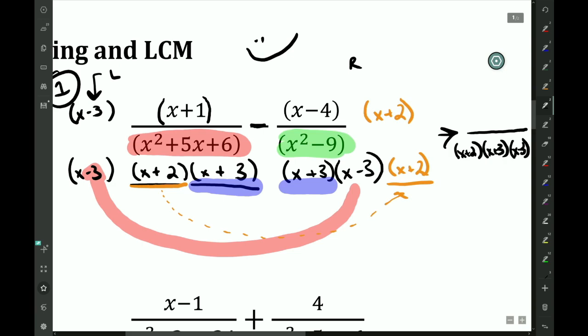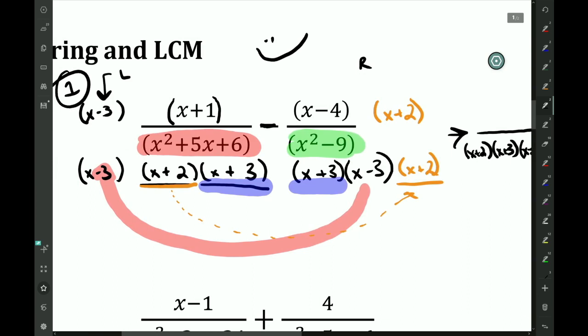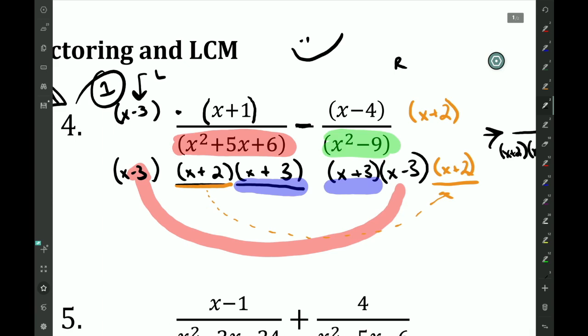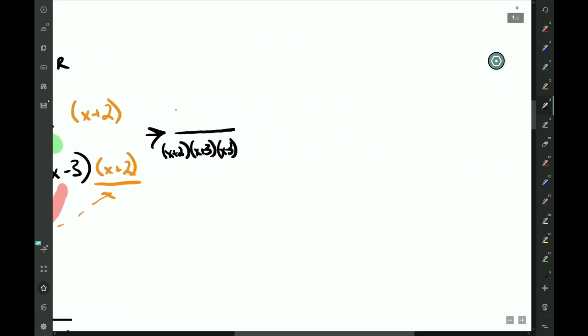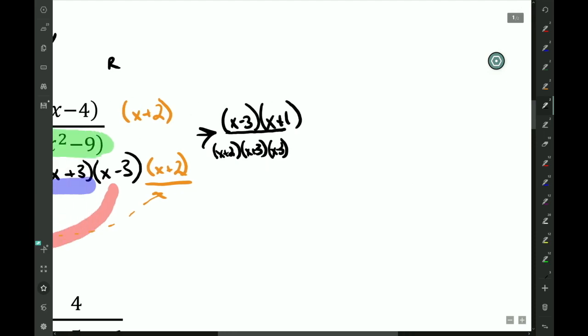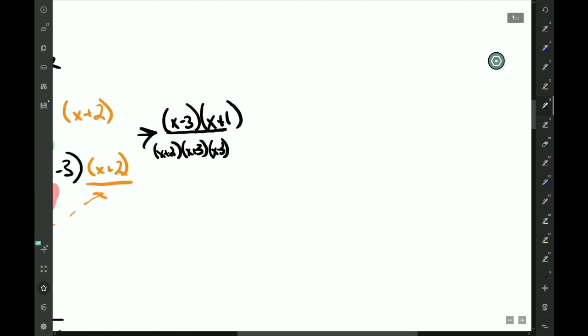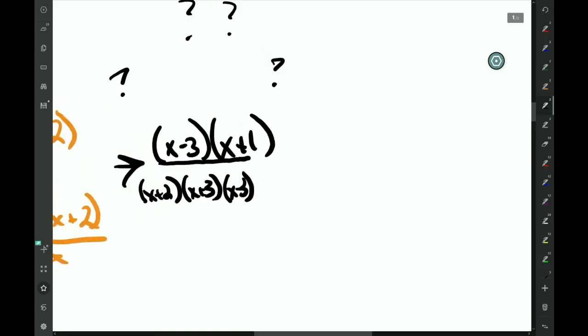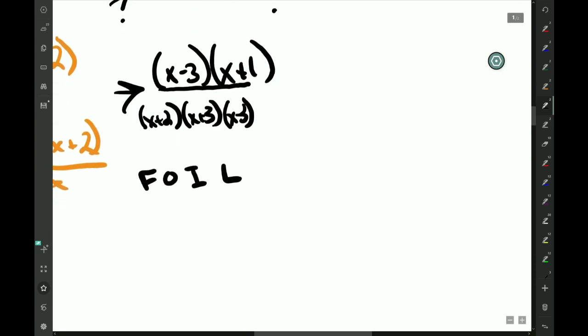Now, in the numerator, focusing on this left fraction, we have x minus 3 times x plus 1. Now just bear with me, I'm going to go over here. X minus 3 and x plus 1. Is that right, Dvorsky? Don't want to lead you wrong. Yes. How do I multiply that? If you are thinking of FOIL, you're absolutely correct. So you need to FOIL the numerator.